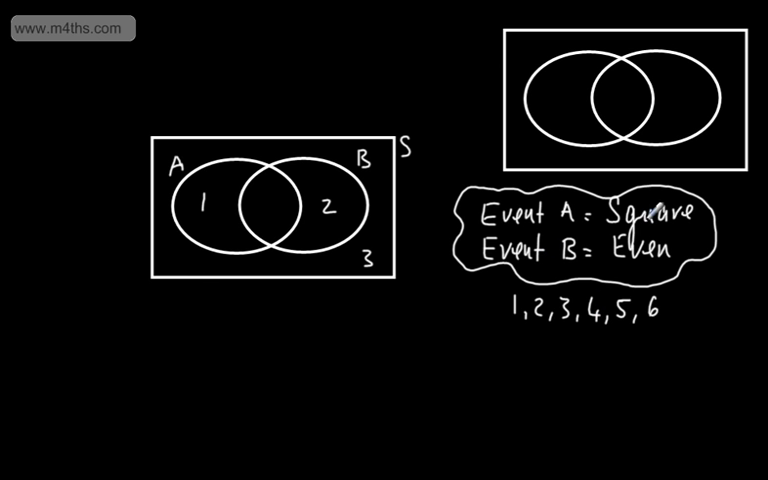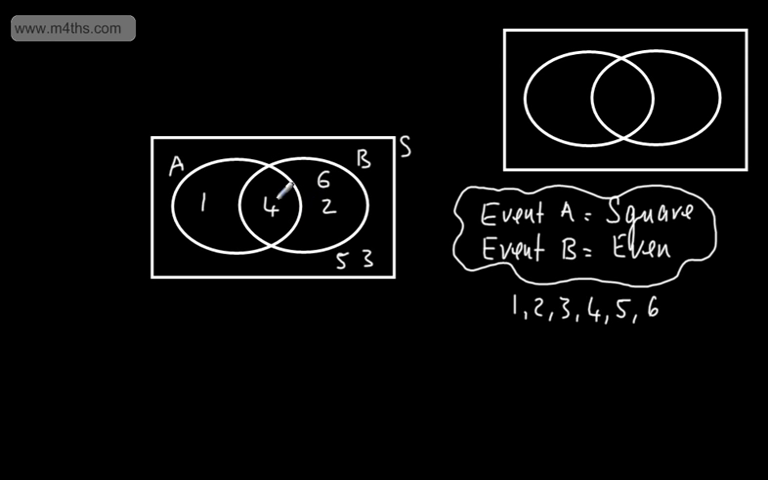If we look at 4, it's both square and it's even, so it would go in the middle. We call the middle the intersection. If we have the number 5, it's neither square nor is it even, so it goes on the outside. And finally 6 would go in B and B only, as it's even, but it's not square. So this has now filled out my Venn diagram.